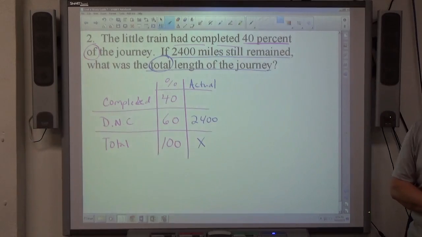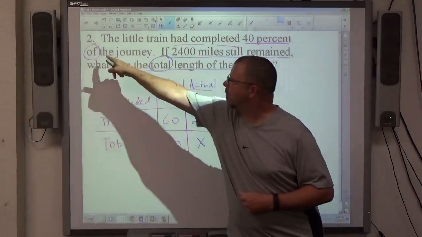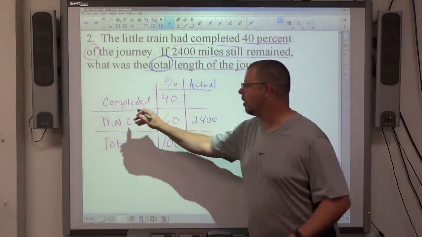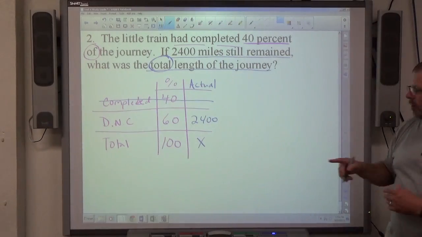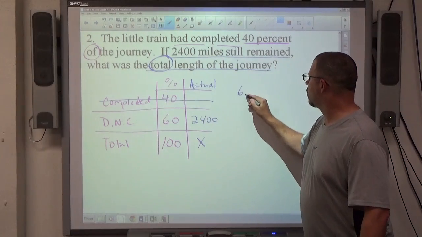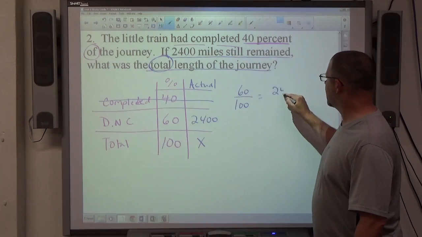Read the problem carefully, make a good understanding of what the problem's talking about. See that it's a part whole problem to begin with. Create a proper structure for the part whole. Make sure everything goes where it belongs. The number they gave me is actually not helpful at this point. It's very helpful to find this number, but it's not necessary at this point. So 60 over 100 is equal to 2,400 over x.